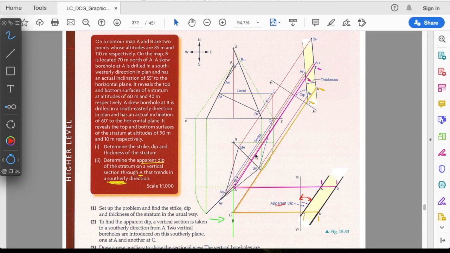And so you can only have one true dip, at the strike, but you could have an infinite number of apparent dips depending on what angle they asked you to project these around at. So southerly could be northerly, east, west, or anywhere in between those when it came to that.